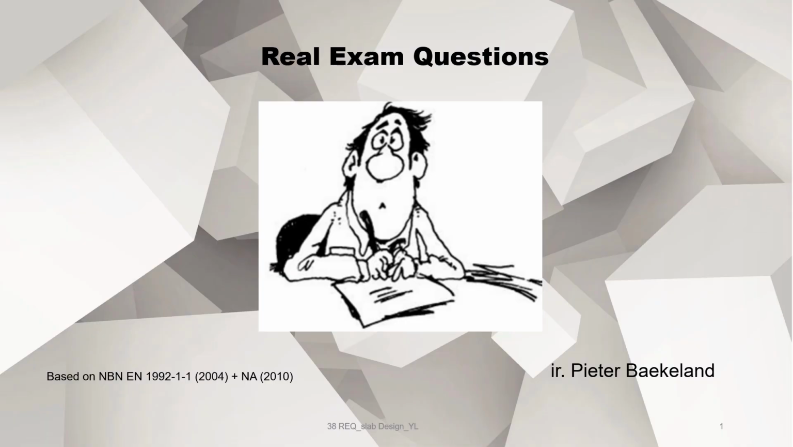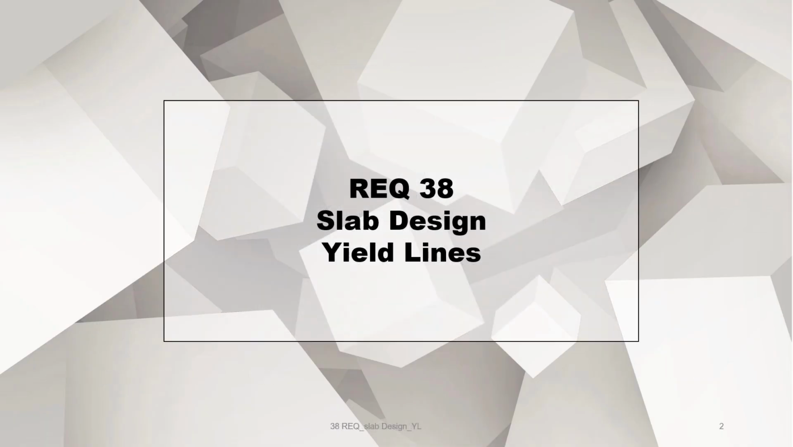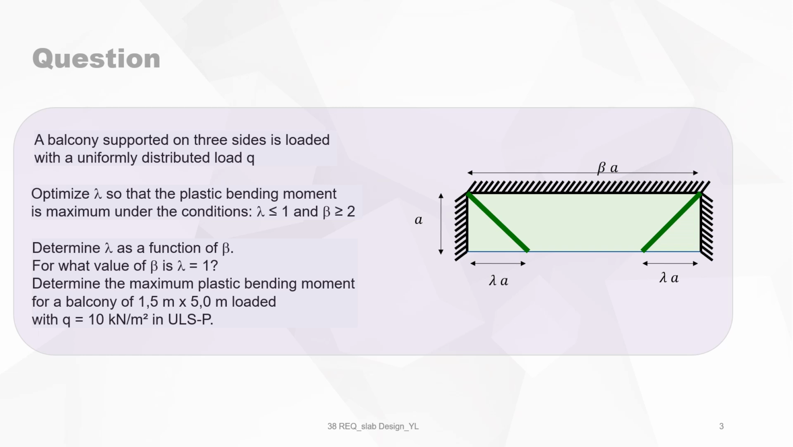Real exam questions. This is question 38. It's about slab design with yield lines. A balcony supported on 3 sides is loaded with a uniform distributed load Q. Optimize lambda so that the plastic bending moment is maximum under the condition that lambda is smaller than 1 and beta is bigger than 2. Determine lambda as a function of beta.